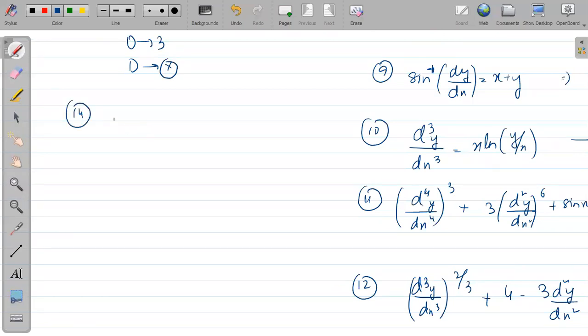Yeah, can you do this one? Suppose dy by dx equals a times the integration of y dx. Can you tell me whether the order and degree are defined or not? Not defined, sir. Defined. Tell me. Order is 1, degree is 1.